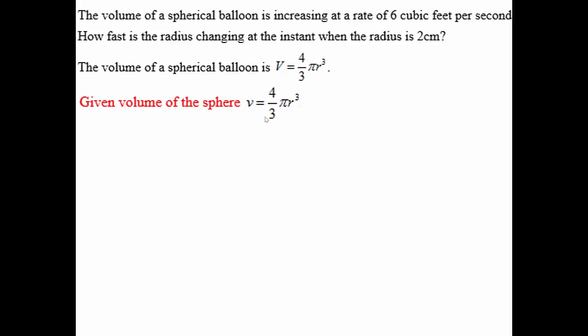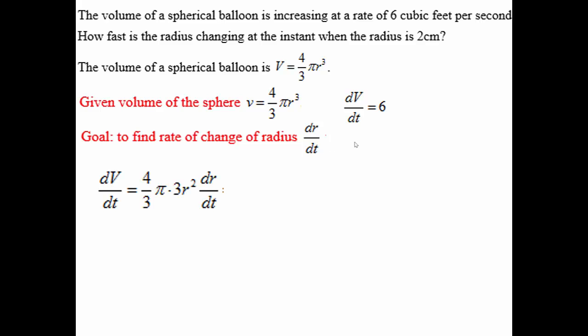So given this, dV/dt is also given, it is increasing at 6 cubic feet per second, that is dV/dt. The goal is to find the rate of change of the radius, that means dr/dt is what we are looking for. Take the derivative of V. I'm using uppercase V here. So 4/3 pi r cubed will give 4 pi r squared times dr/dt. All other values are given. You just plug them in, simplify, and get your dr/dt, which is 3/8 pi.